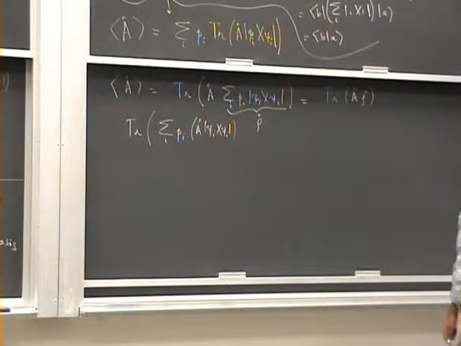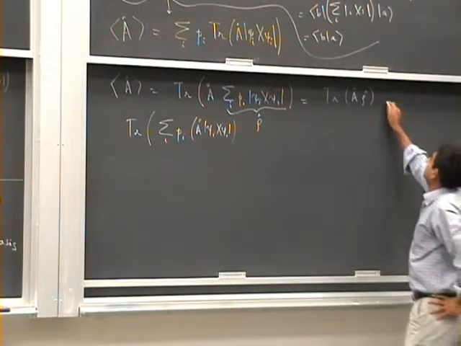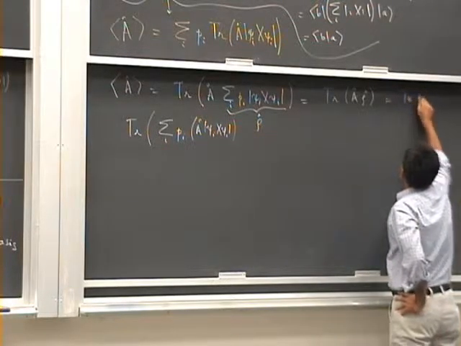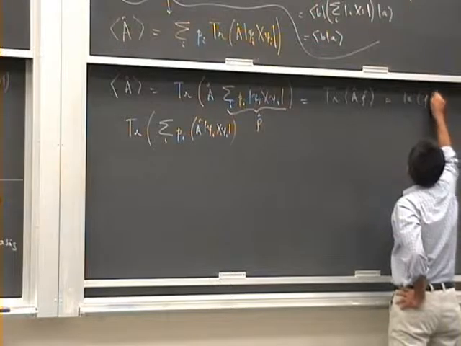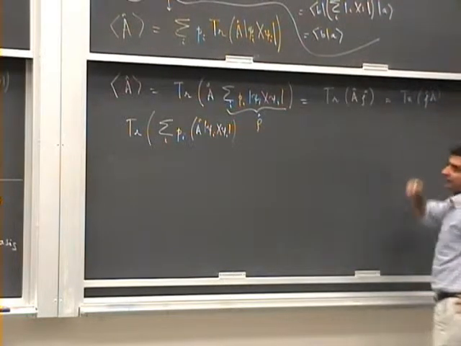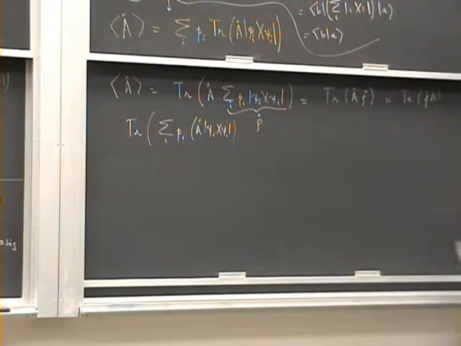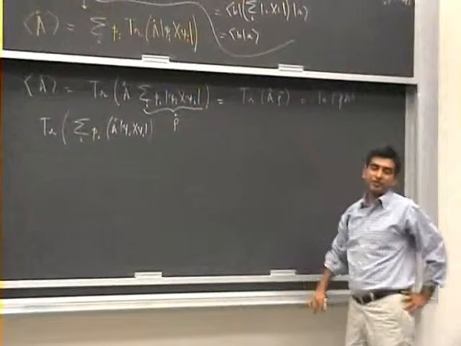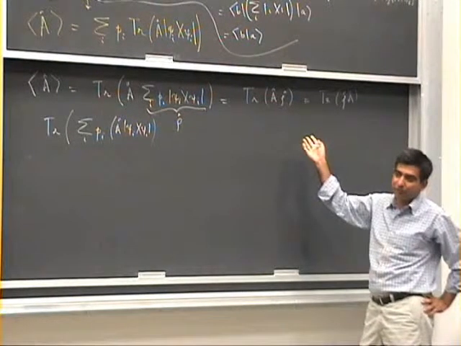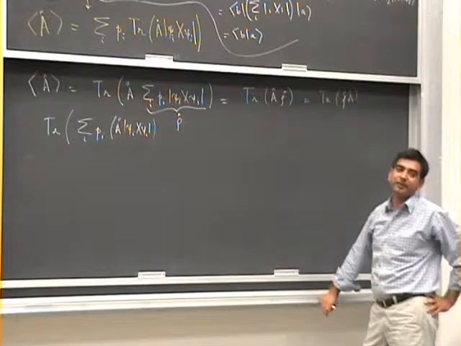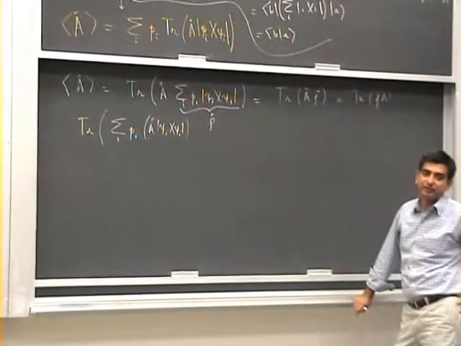It's not only that A can act on the ket, we can also take it acting on the bra. It's fine. So for the trace, A and rho commute. The trace operation is cyclic. You can change the order, and the trace does not change. We'll prove this in the recitation on this question.